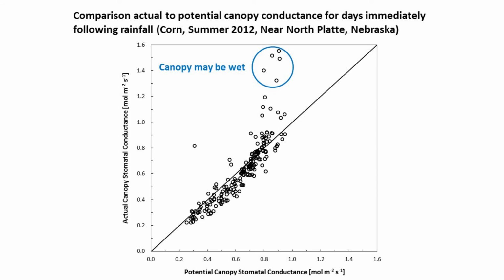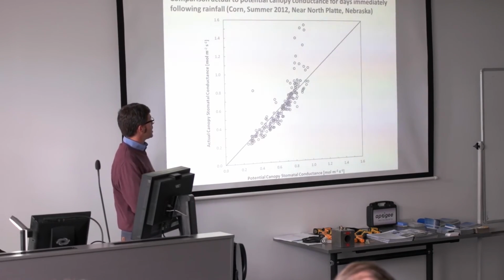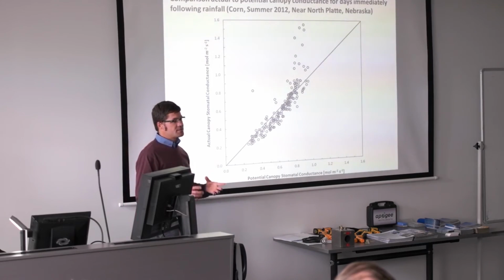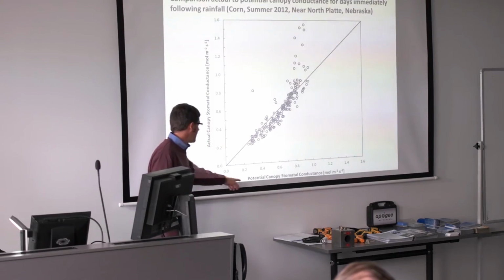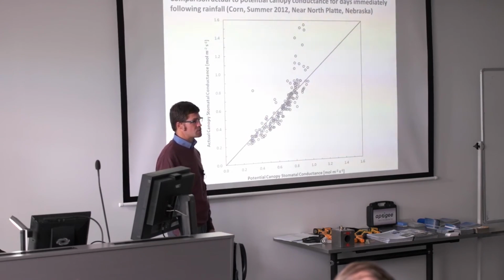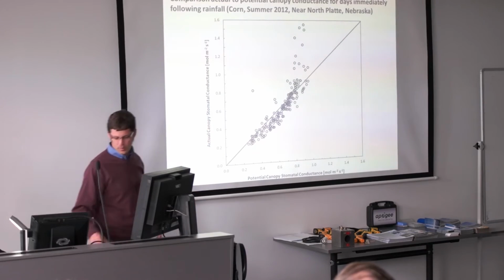One more graph. This just shows a plot of the potential value, so a reference value on this axis, and then the actual value, our calculated value, on this axis. This is from the exact same experiment in Nebraska in the United States, and it was corn. And all we're doing here is plotting the two for the days immediately after rainfall, when we expect that our actual value should match our modeled value, and indeed that's what we get. As long as the plants are well watered, the two numbers match. So it indicates that our method of getting actual is working pretty well.